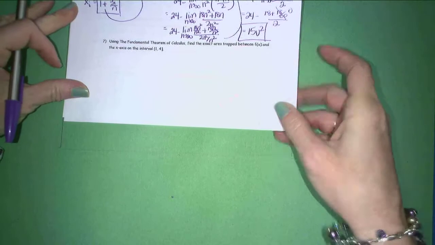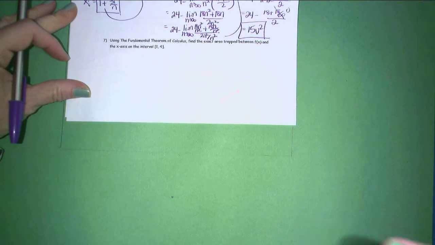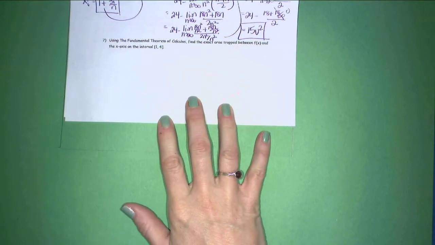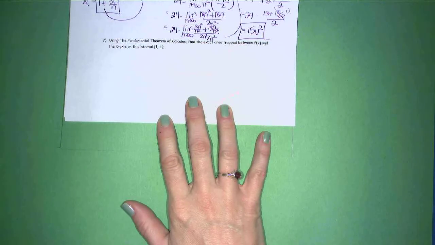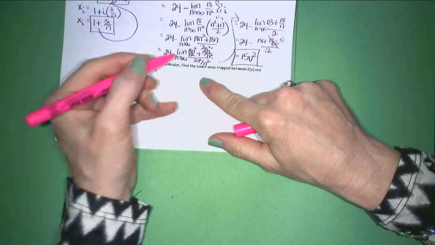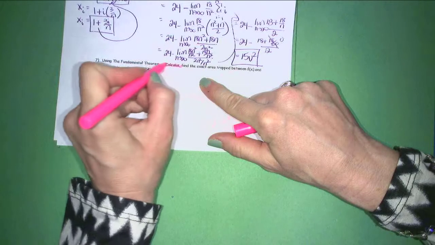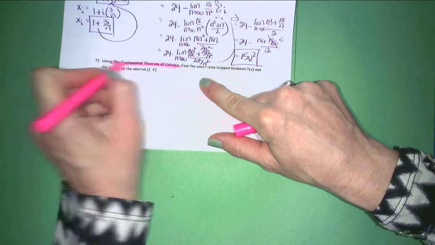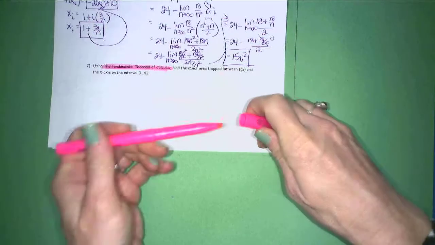Okay, final part, number 7. This is brand new. Using the fundamental theorem of calculus, find the exact area trapped between f of x and the x-axis on the interval from 1 to 4. Okay, fundamental theorem of calculus. We are so going to get into this in the next few days. For today, I just want to show you the mechanics of the fundamental theorem.